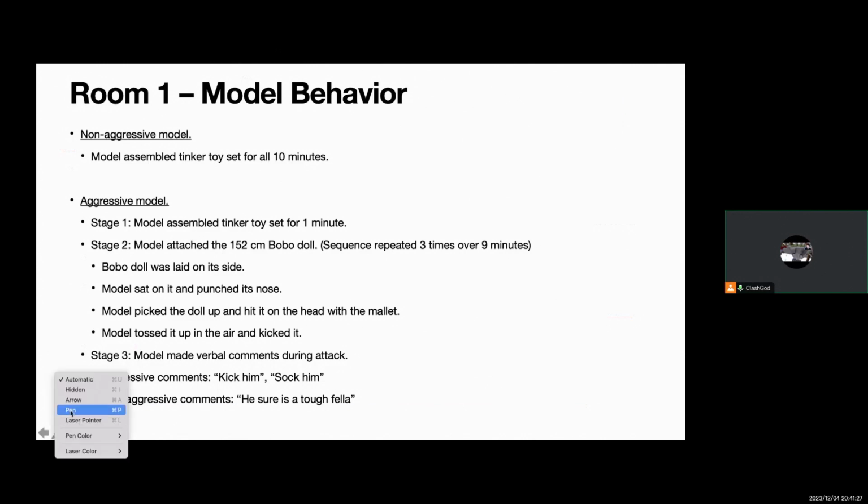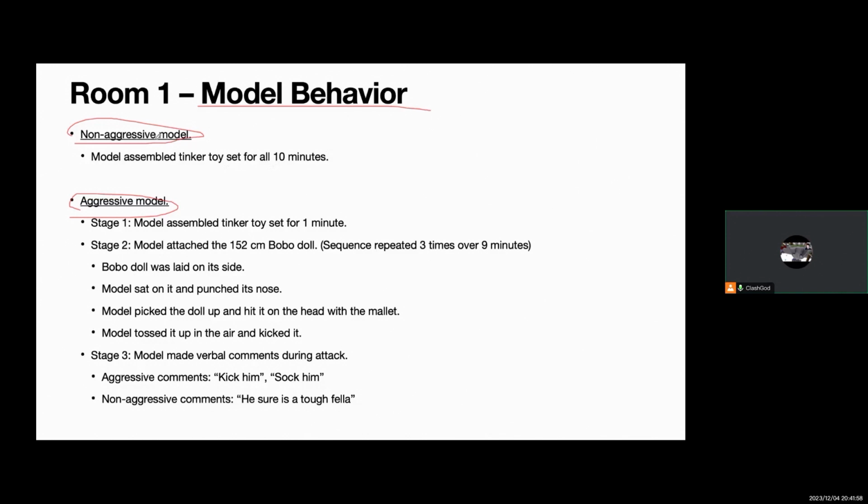So after the setup procedure, we move on to the model's behavior, which is the experimental procedure, if you would like to call it that. After the room is set up, now the experiment actually begins and the model starts to act, and we will see what the model does for the two conditions, the non-aggressive model and the aggressive model. There's also a no-model condition, but there's no model there at all, so you don't need to care about that.